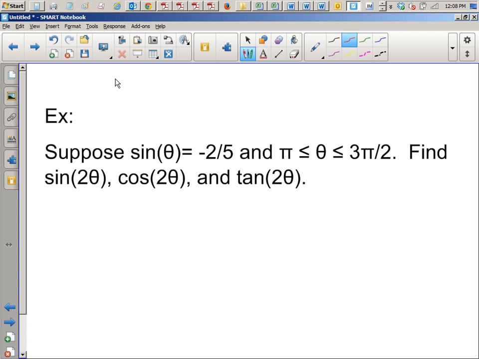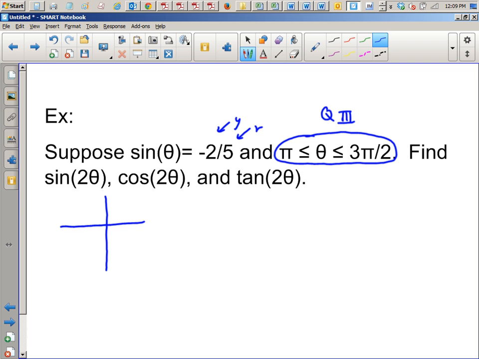Okay, so it's kind of up to you if you want to draw a picture or not. I personally like to do that, just so I can get my mind around the problem. Think of this as y and r. And think of this right here as just 180 to 270. So this is just their way of saying quadrant 3. That's all. Okay, so a quick drawing in quadrant 3, where the y is negative 2 and the r value is 5. And let's find our missing coordinate.